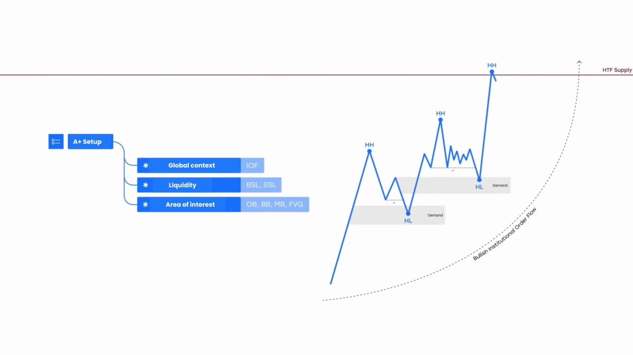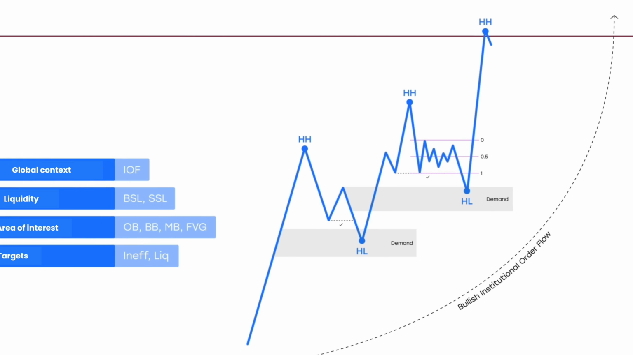The final factor is the presence of objective magnets for the price. Unfilled inefficiencies and untouched liquidity pools serve as the main drivers for further revaluation of the asset. If you do not have a clear understanding of the targets for the expected move, opening a position loses all meaning.